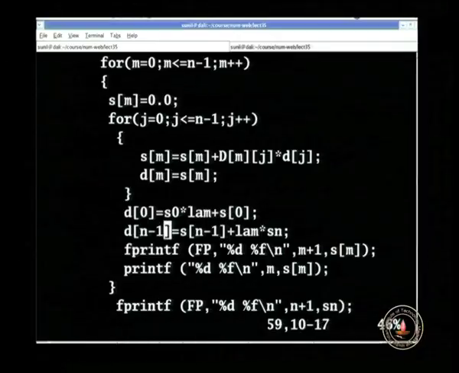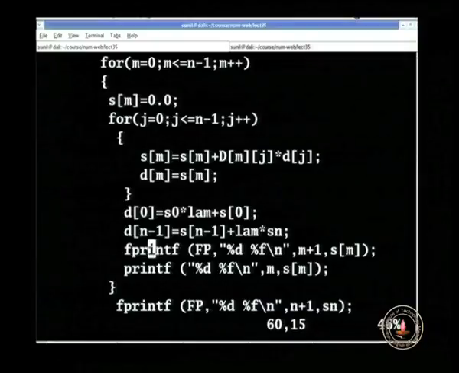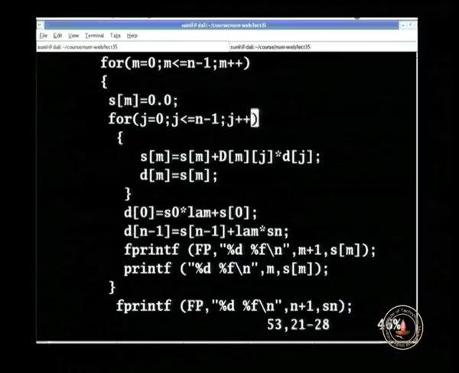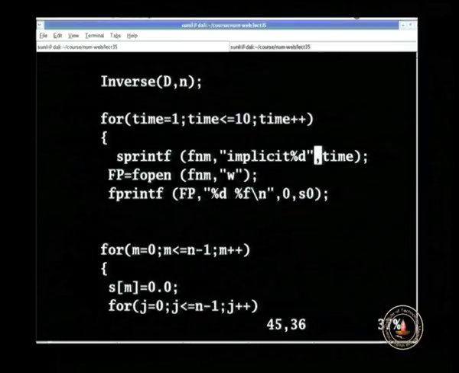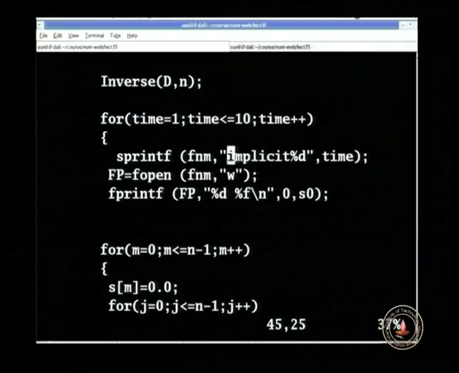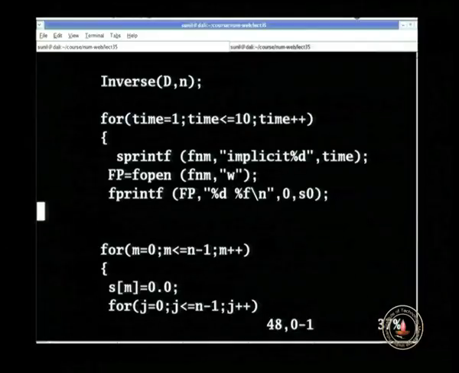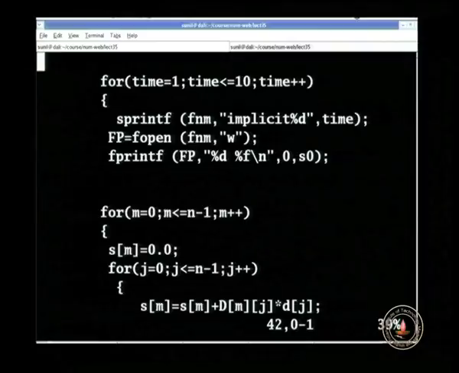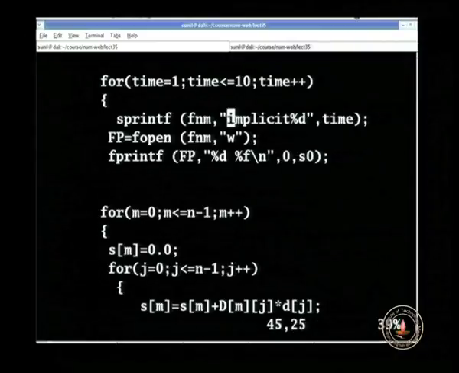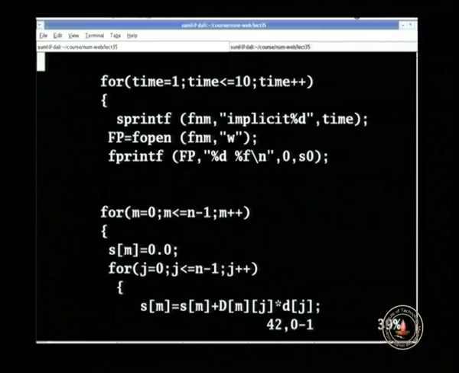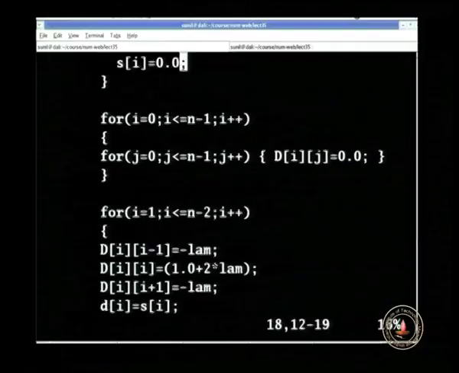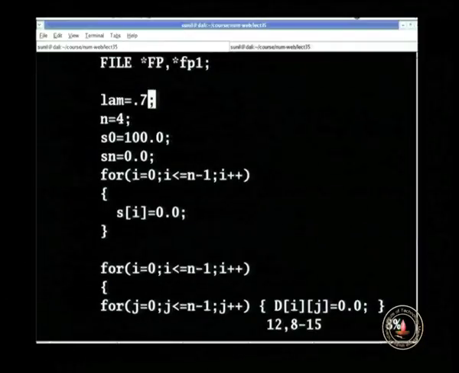Okay, and similarly the last point, and then I write those temperatures as a function of time into different files here. Again I use the same technique to generate different file names, and then I store them all into different files called implicit 1, implicit 2, etc. for every time step. And remember, I am going to run this for lambda equal to 0.7.